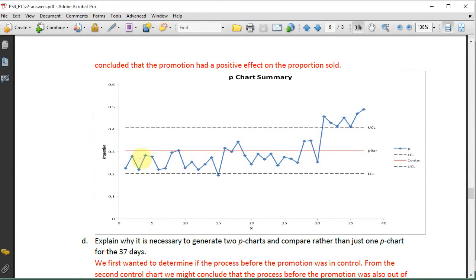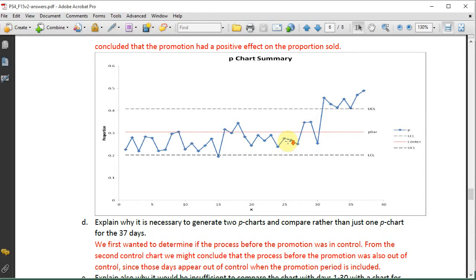So we see that there's 8 in a row. 1, 2, 3, 4, 5, 6, 7, 8 in a row below the mean. We've got outliers here, and we've got an outlier here. And also, when you add all these up, that also indicates out of control too. In this first area here, there's only just a few that are above, and most of them are below. Well, that's because it's counterbalanced by the strong performance in the last 7 days.